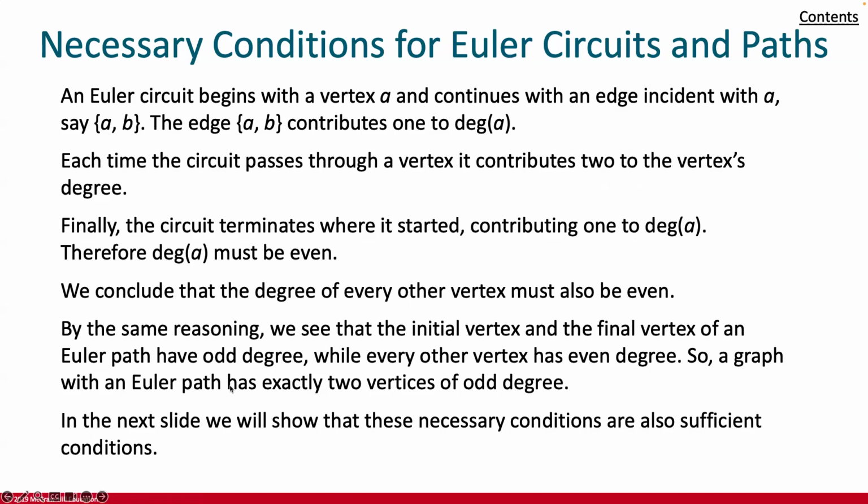So a graph that has a Euler path has exactly two vertices of odd degree. In the next slide, we'll show these necessary conditions are also sufficient conditions.